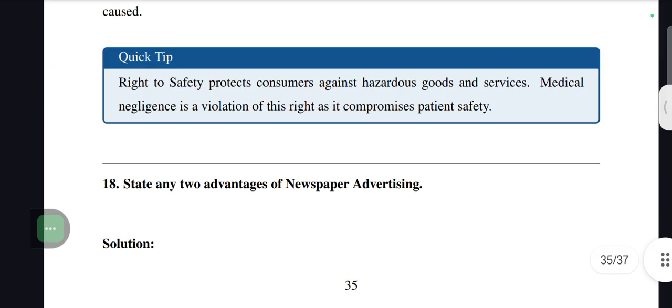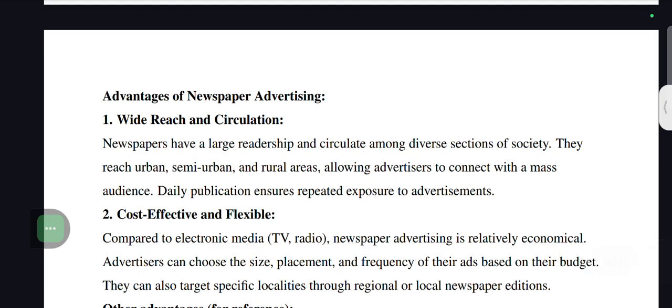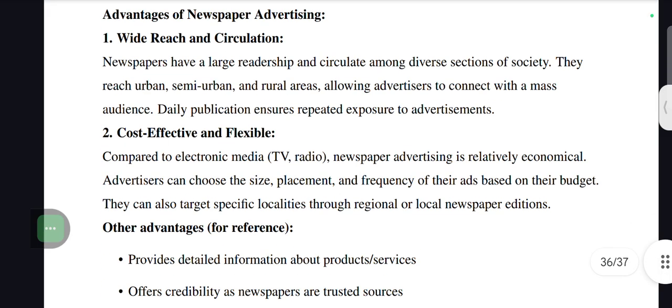Next, the 18th question, state any two advantages of newspaper advertising. First one is wide reach and circulation. That is, newspapers have a large readership and circulate among diverse sections of society. Second, cost effective and flexible compared to electronic media. Newspaper advertising is relatively economical, and advertisers can choose the size, placement and frequency of their ads.